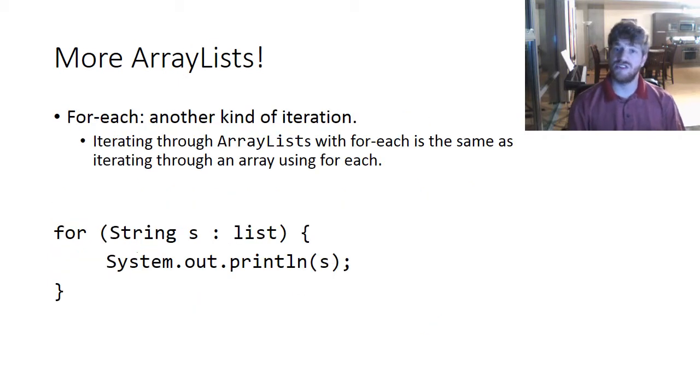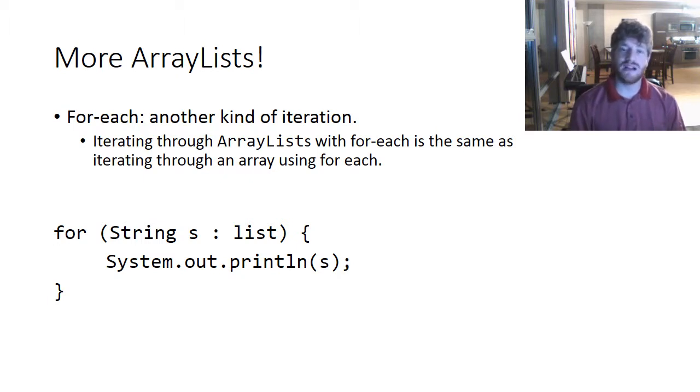Now, on to our second topic, which is our second kind of iteration. Now, you've seen this kind of iteration before. It's called a for each loop. And we did this kind of loop while iterating through arrays. And in fact, for array lists, the syntax is exactly the same.